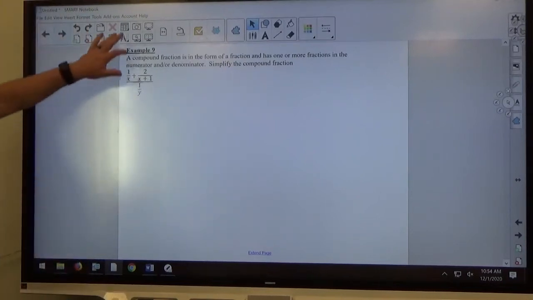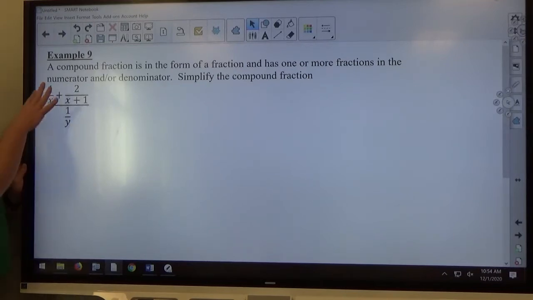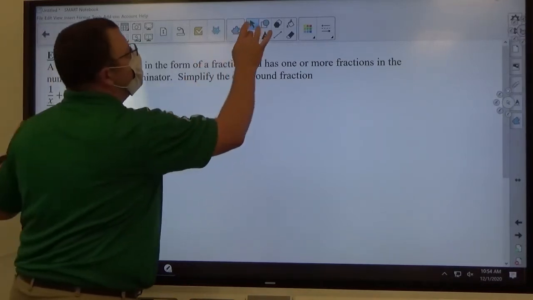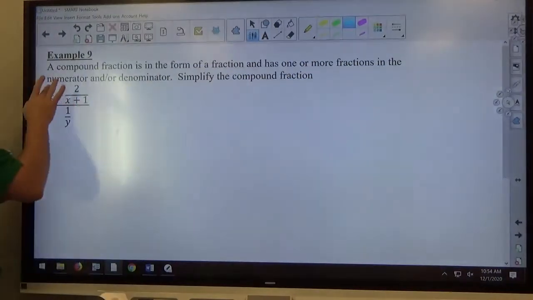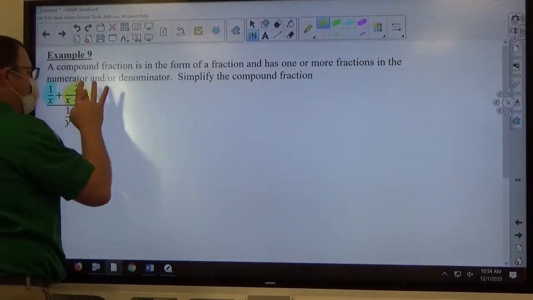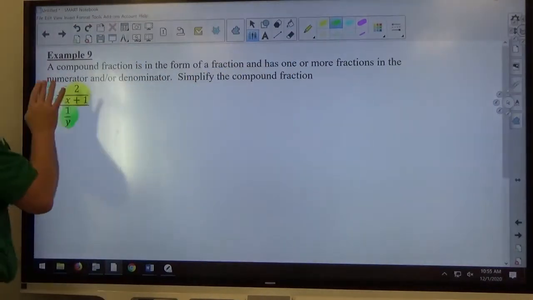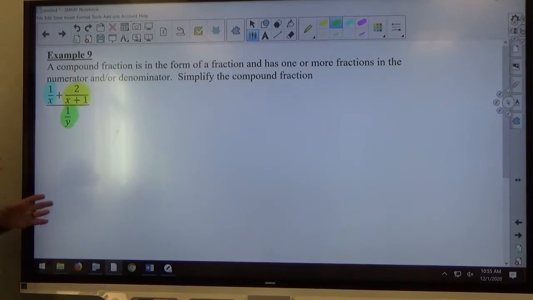Okay, for example 9, a compound fraction is in the form of a fraction, looks like this, and has one or more fractions in the numerator and or denominator. It doesn't have to have, this one has everything's a fraction, right? So taking a look at this, this is a fraction, and this is a fraction, and this is a fraction. Everything's a fraction inside the fraction. It doesn't have to be like that.